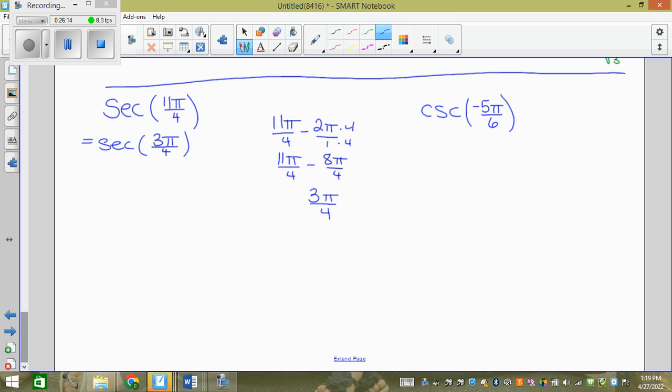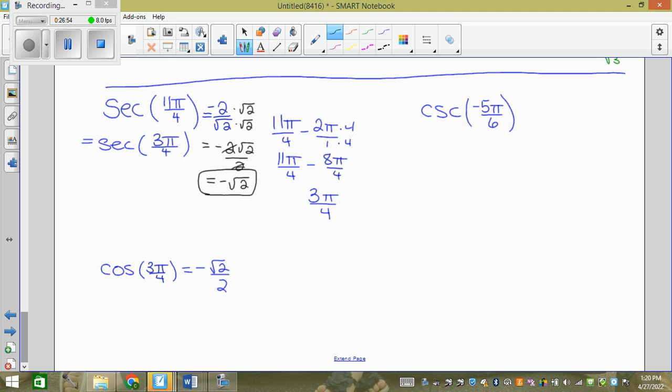Now, I'm going to find cos of 3 pi over 4 first, because that's going to help me. So what's cos of 3 pi over 4? Negative root 2 over 2. So what's secant of this? 2 over negative root 2, or negative 2 over root 2, whatever. Multiply by root 2, and I get negative 2 root 2 over 2. The 2's cancel, and I'm left with negative root 2.